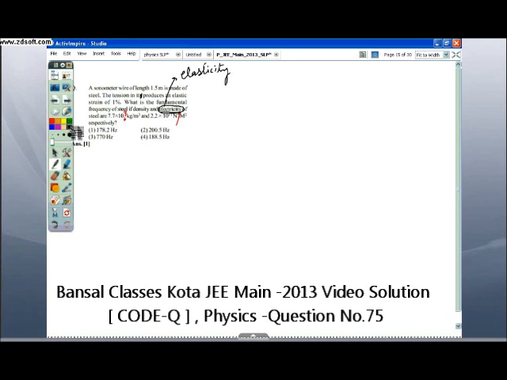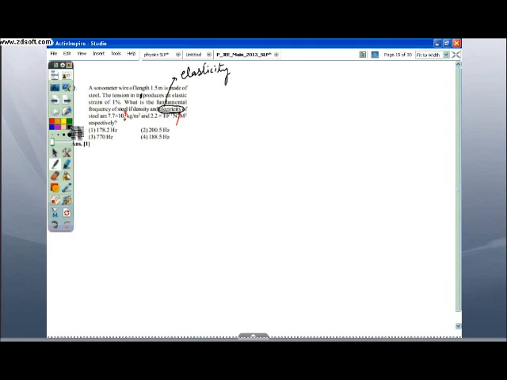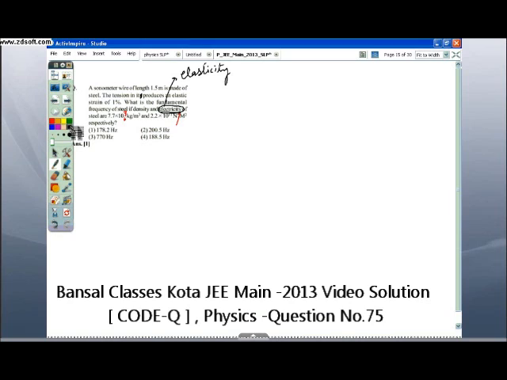Okay, in this problem, a sonometer wire of length 1.5 meter is made of steel. The tension in it produces an elastic strain of 1%. What is the fundamental frequency of steel if density and elasticity of steel are 7.7 into 10 to the power 3 kilogram per meter cube and 2.2 into 10 to the power 11 Newton per meter square respectively?